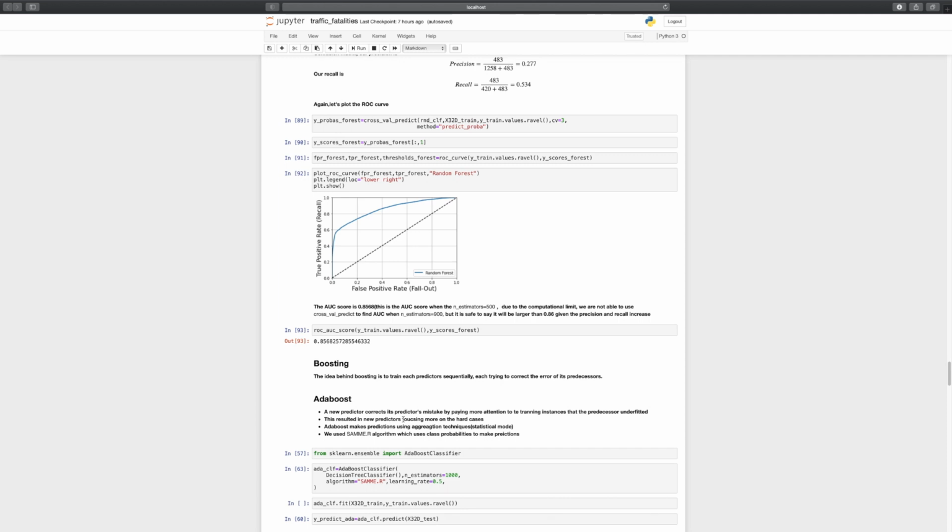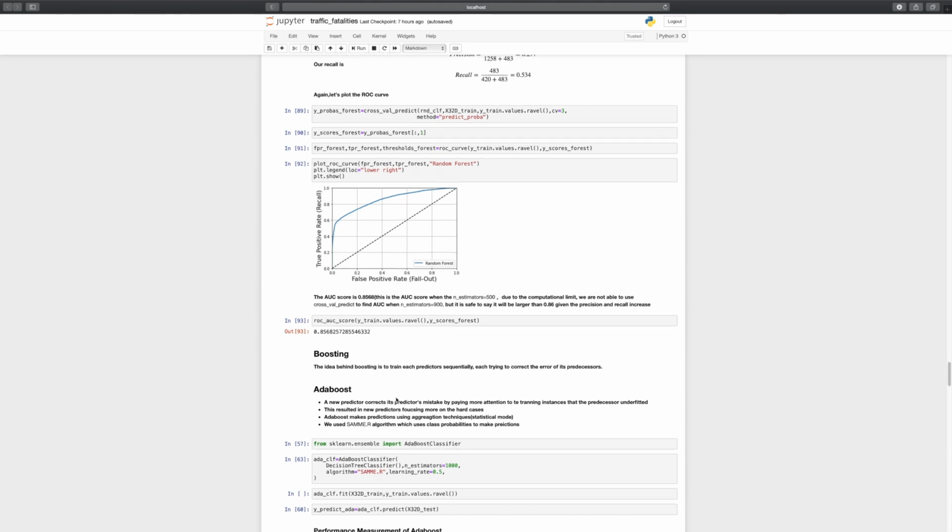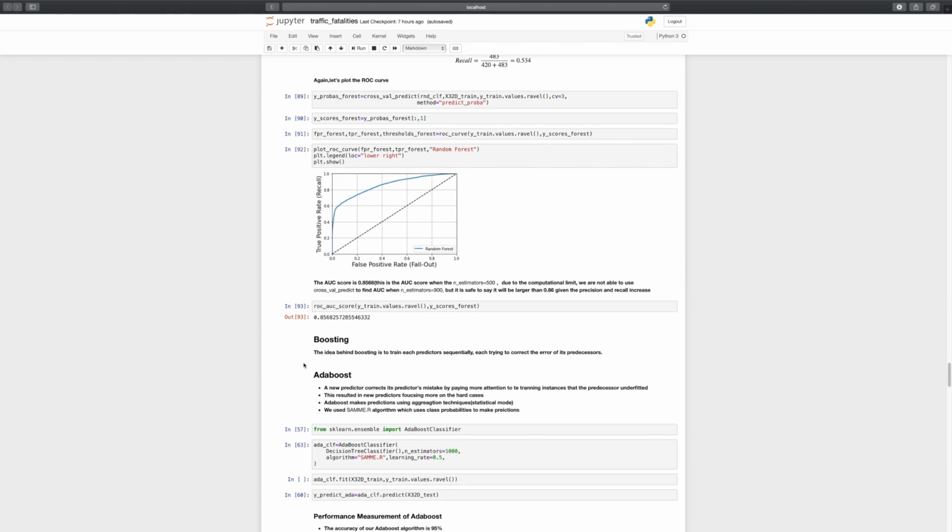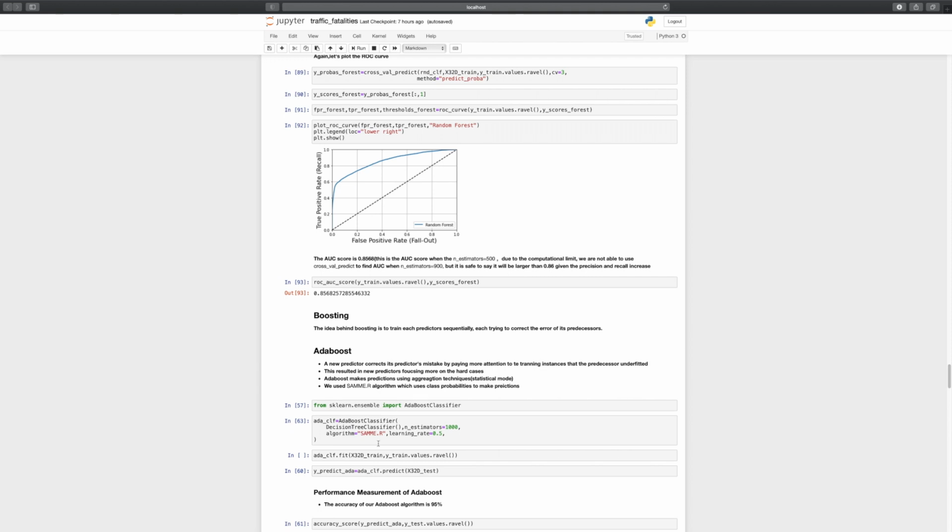So how does boosting differ from random forest and bagging? Boosting trains each predictor sequentially. The predictors are not trained concurrently, but rather sequentially. Only after the first one is trained will the second one be trained, and then the third, and then the fourth. Each one tries to correct the errors of its predecessors. The first boosting method I used is AdaBoost.